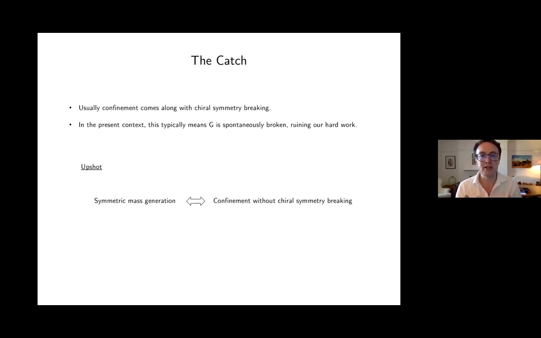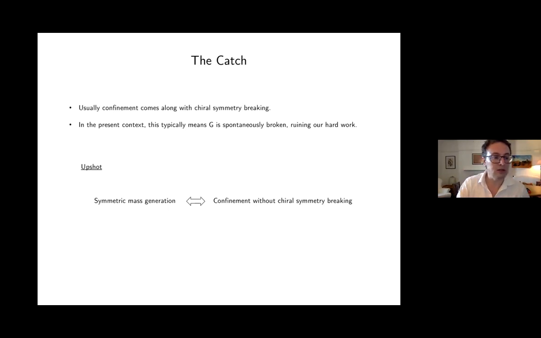So what this means is that if you want to find ways to enact symmetric mass generation in 4 dimensions, the way you achieve it is by theories that have confinement, but no accompanying chiral symmetry breaking. And these theories are rare, but they're not unheard of. And in particular, in supersymmetric theories, we have a whole list of such theories that do the job.